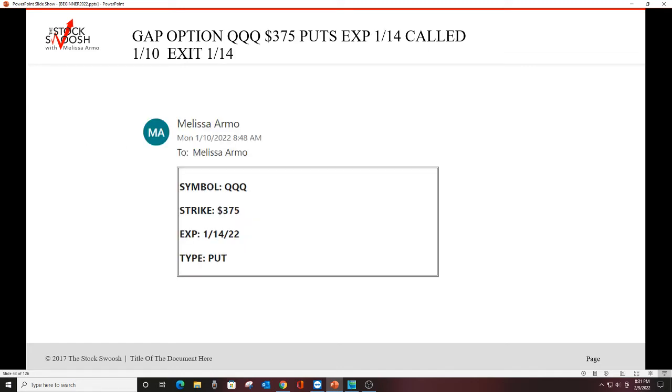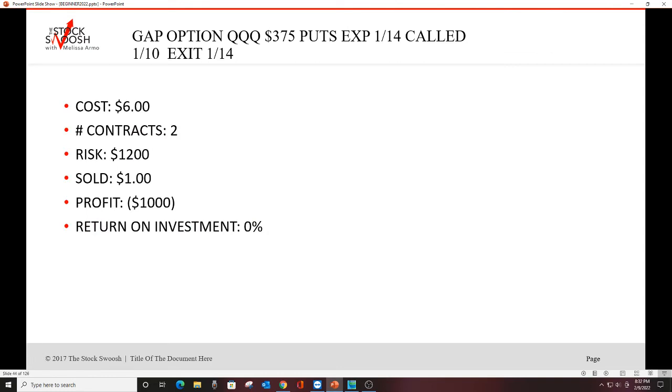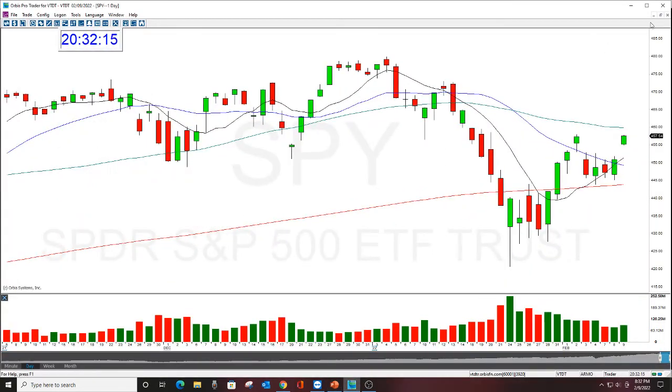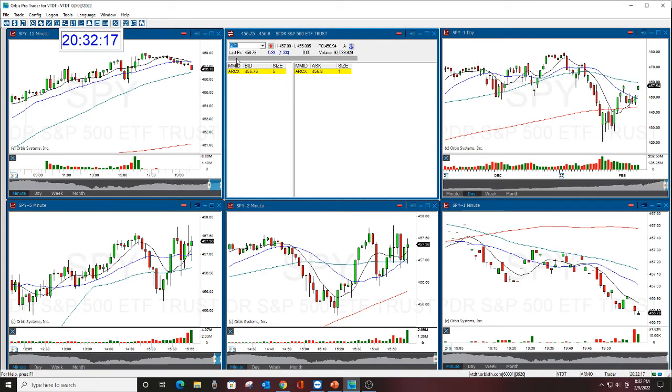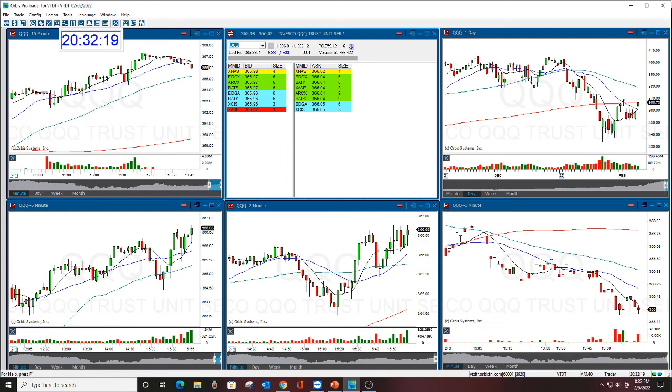Then on Monday, I called another strike in these. I called the 375s. It was just a beautiful move. This one did not work. So what happened with this one? 375. Oh, I remember what happened with this one. This was up, but you would have had to scalp it to get out. And I don't normally trade them that way.